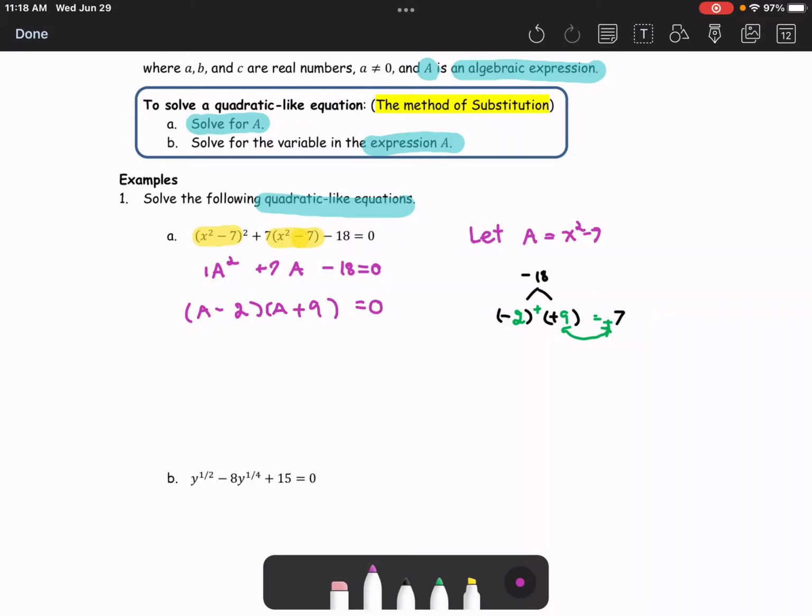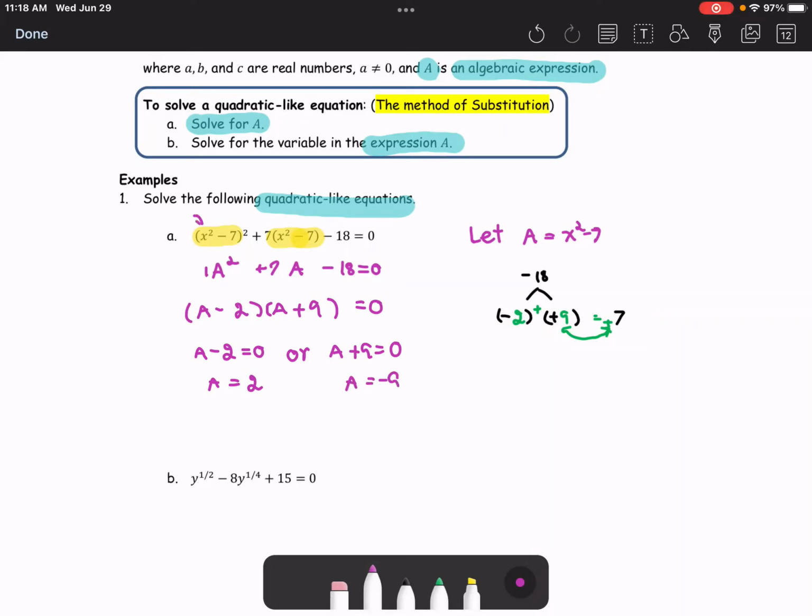After that, we are going to solve for A. The first factor gives A minus 2 equals 0. The second one is A plus 9 equals 0. Solving for A, the first one, A is 2. The second one, A is negative 9.